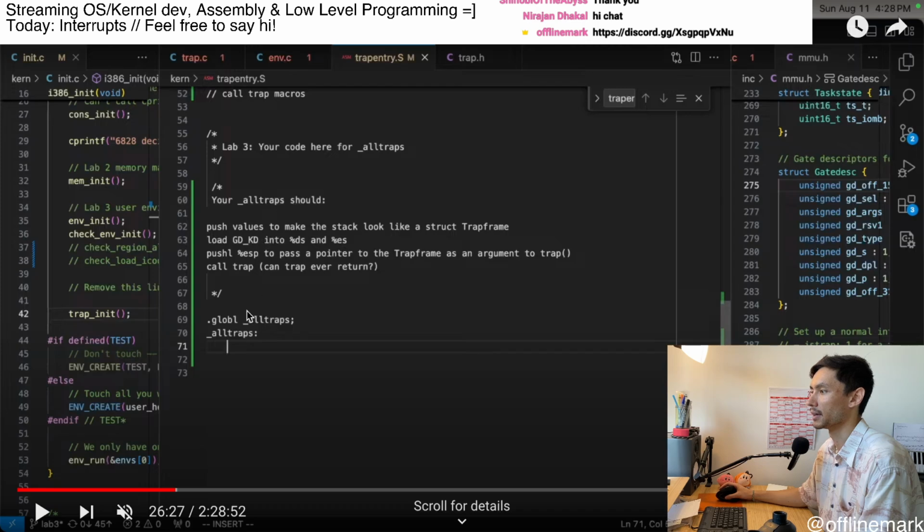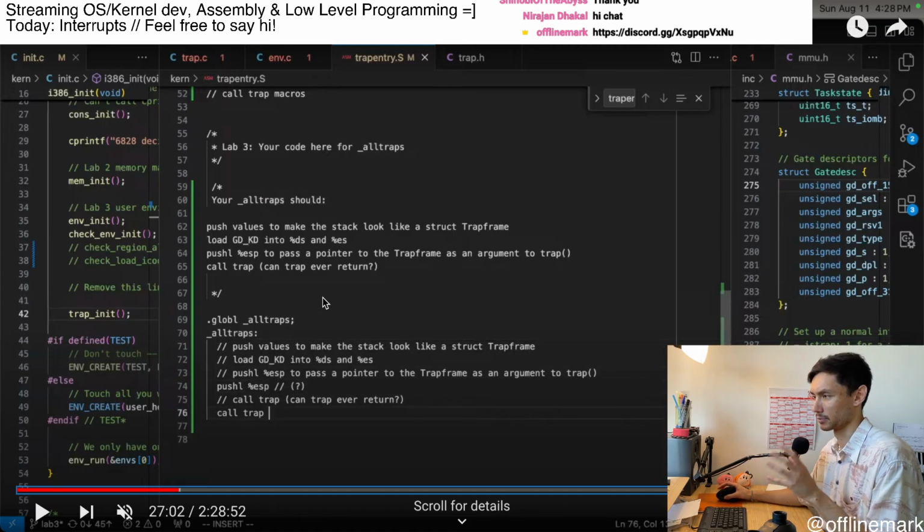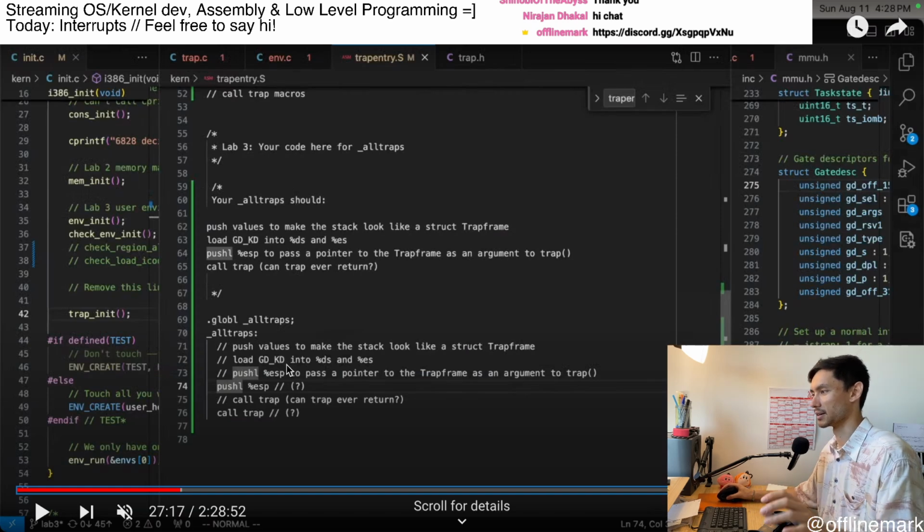Here I am beginning to sketch out the alltraps function. I didn't really know how to do this because it requires writing some assembly, but some parts are pretty easy. Like the last 2 things we need to do are just push ESP and then call this trap function. So that's pretty easy to sketch out and get a skeleton going. What I didn't really know was loading this kernel data descriptor into some segment registers, and also pushing values to make the stack look like a trap frame. That was more advanced stuff I got to later. But I just started out with doing what I could.